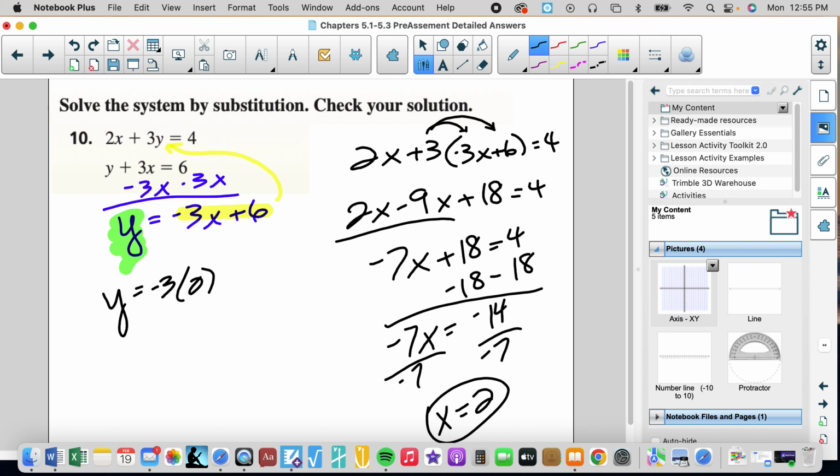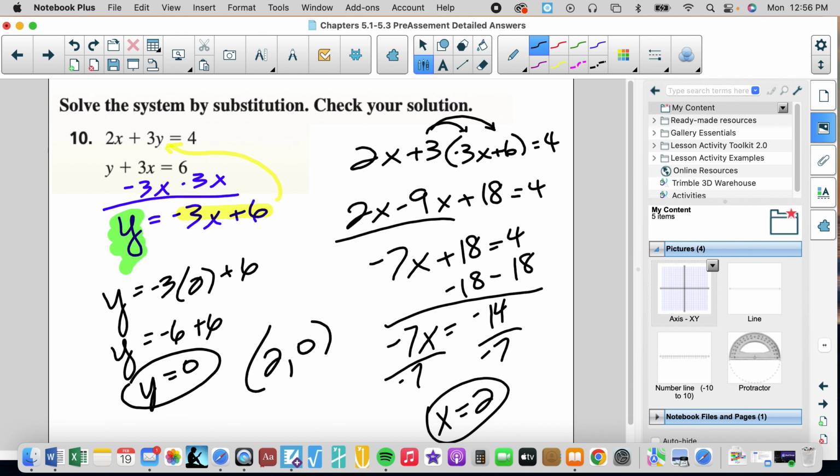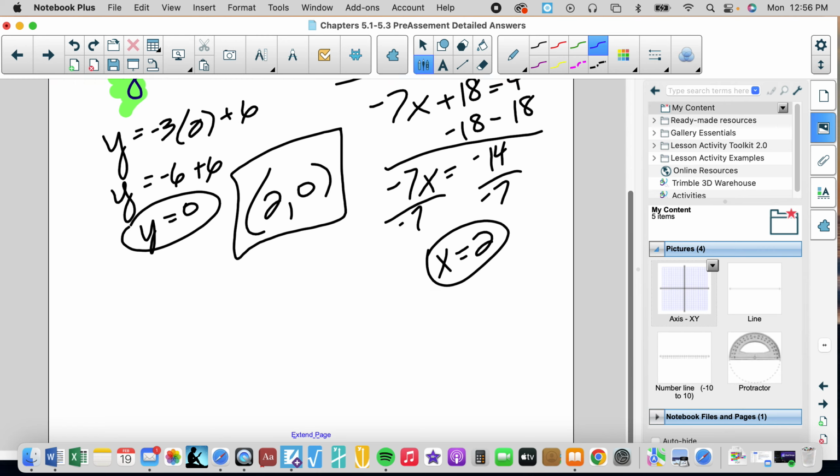Plug it back into this. -3 times 2 plus 6. Y equals -6 plus 6. Y equals 0. So my solution is 2, 0. And I'm going to check using 2x plus 3y equals 4. 2x plus 3y equals 4 for my check.